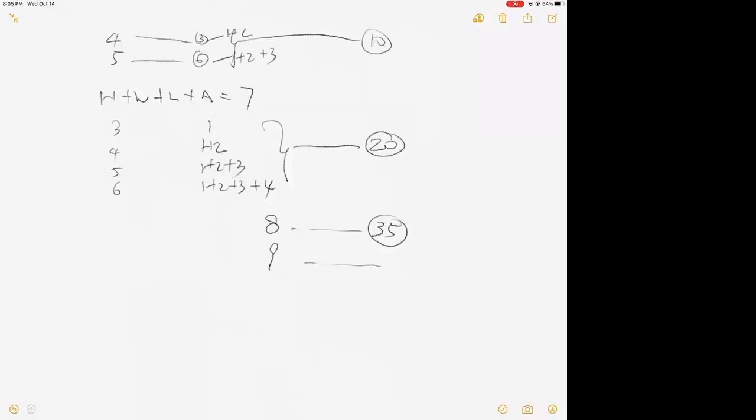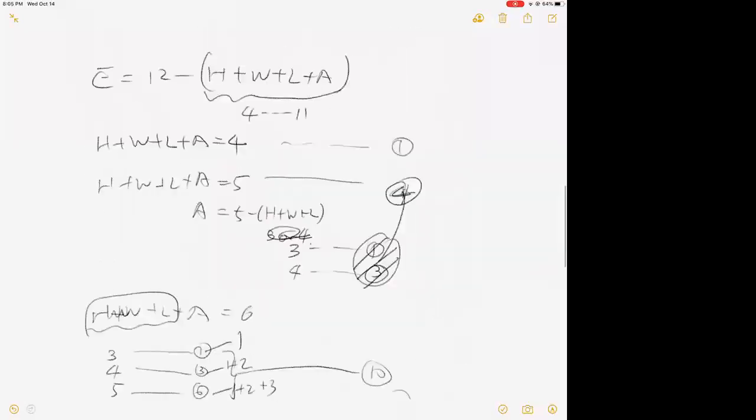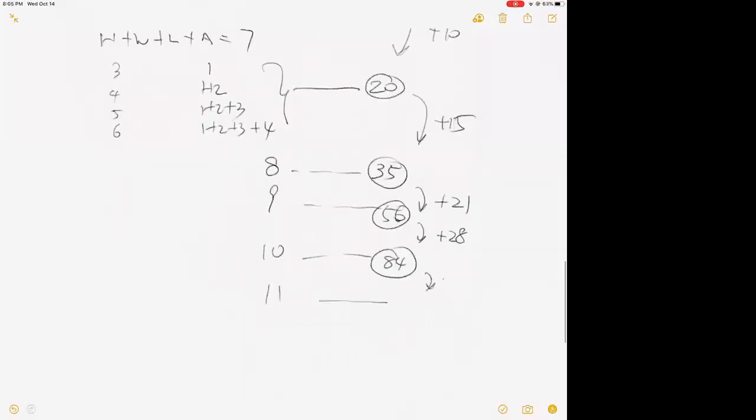So see here, from 20 to 35 is 15. So this is 10 plus 10. And then here you'll be adding 21. So that'll be 56. And then 10 is 84, plus 28. So that'll be 84. Okay, 11. Did that go to 11? Yeah, it goes to 11. At 36, that's 120.